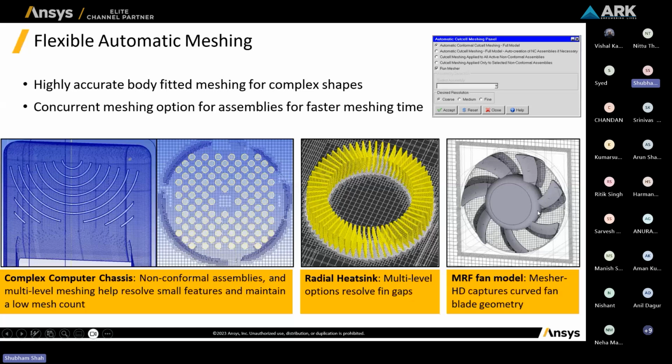The same goes with the MRF1 model. It will capture the HD curve fan blade geometry. Here also you can see that wherever the fan is, the mesh is fine, and on the rest of the side the mesh is a little bit coarser. In a similar manner, the system will automatically take coarse and finer mesh depending upon the geometry.